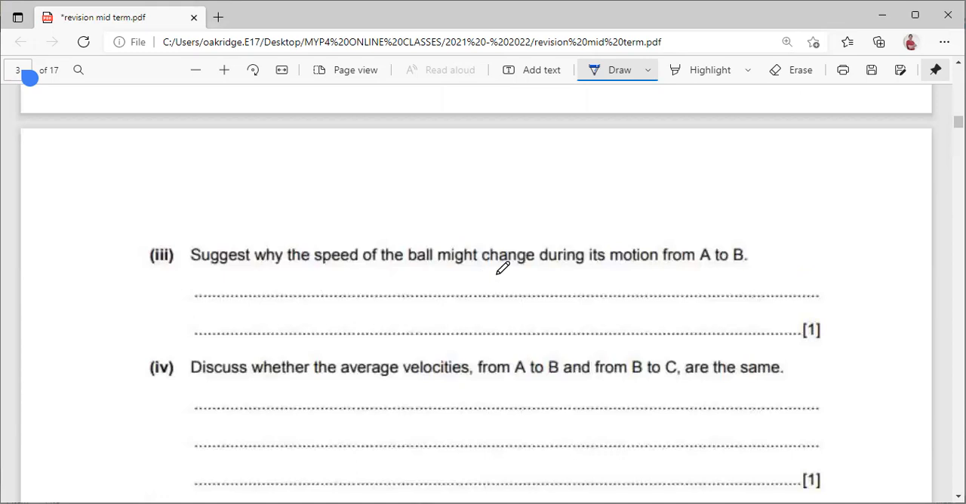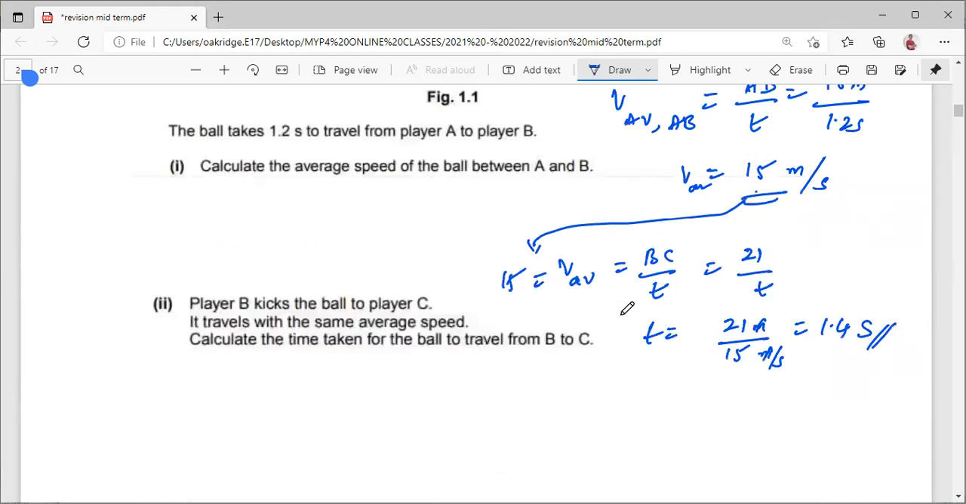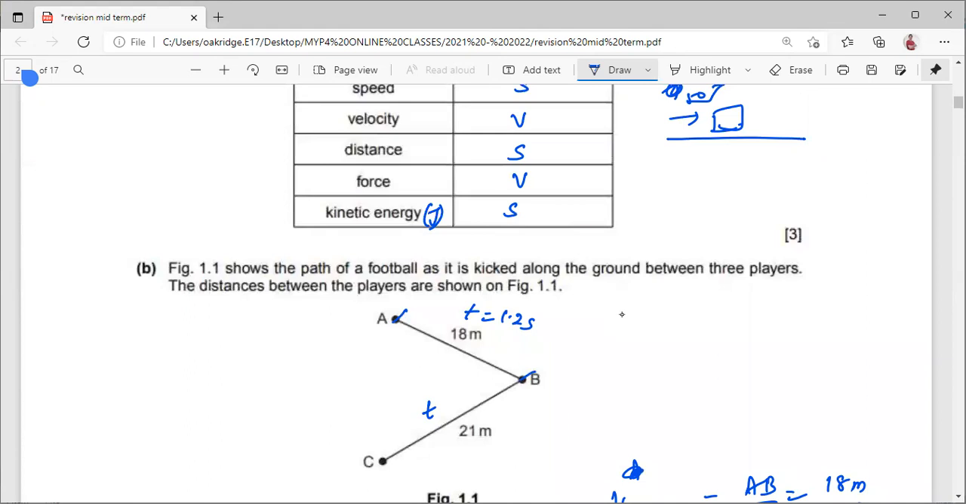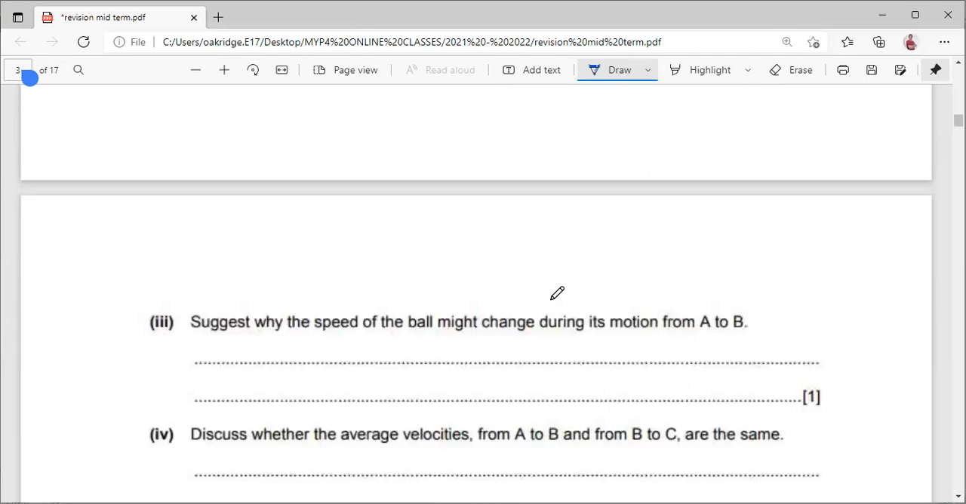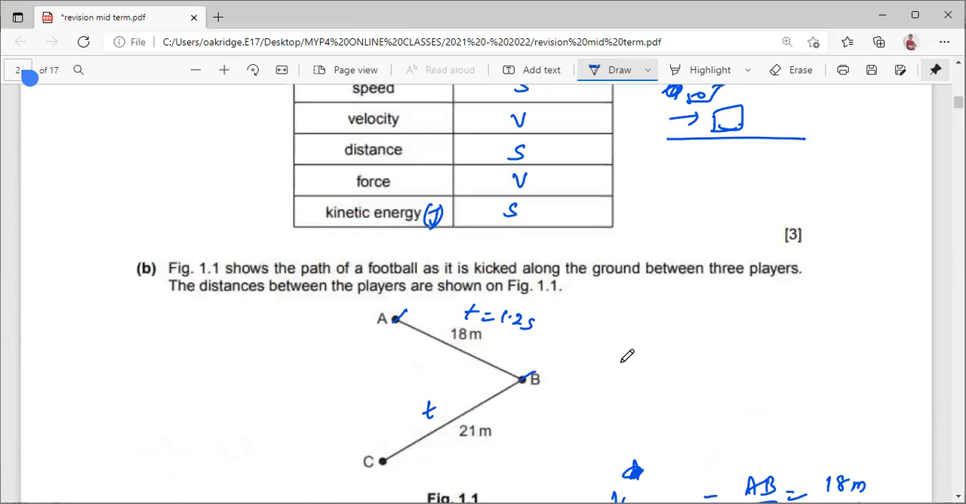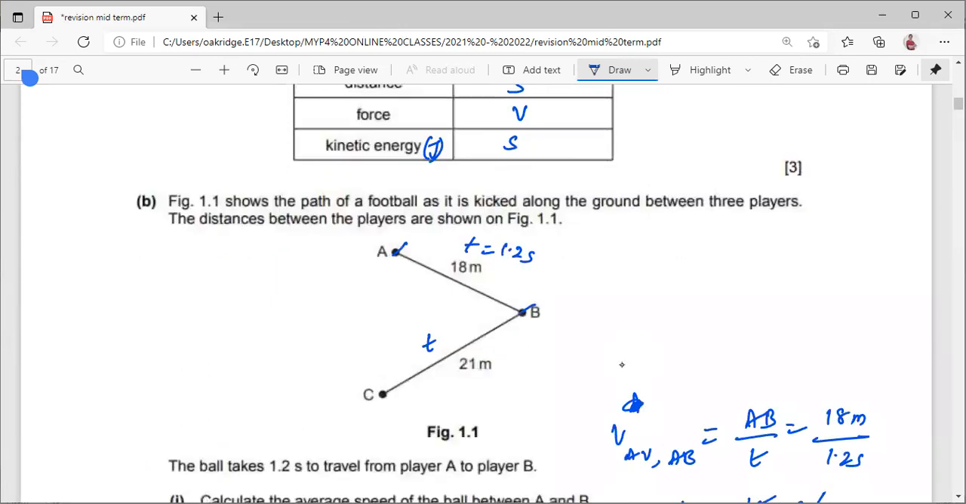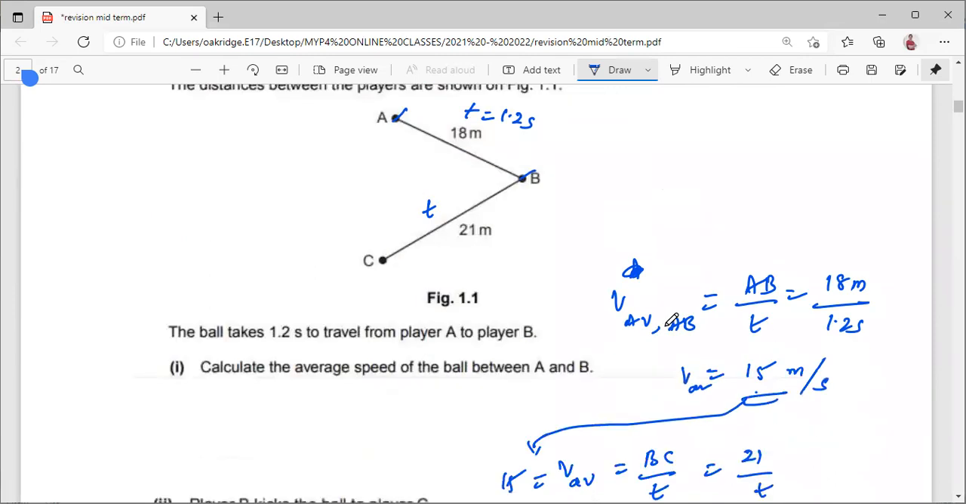Suggest why the speed of the ball might change during its motion from A to B. Now, when it moves from A to B, is it A to B or A to C? Suggest why the speed of the ball might change during its motion from A to B. Okay. Now, the football is kicked along the ground between three players. Now, as it is moving, why should the speed of the ball change? Any idea? If it is moving along the ground, friction can also play an important role, right? So as a result of it, the speed will not be the same. Okay, that is the reason why we take the average speed, right?